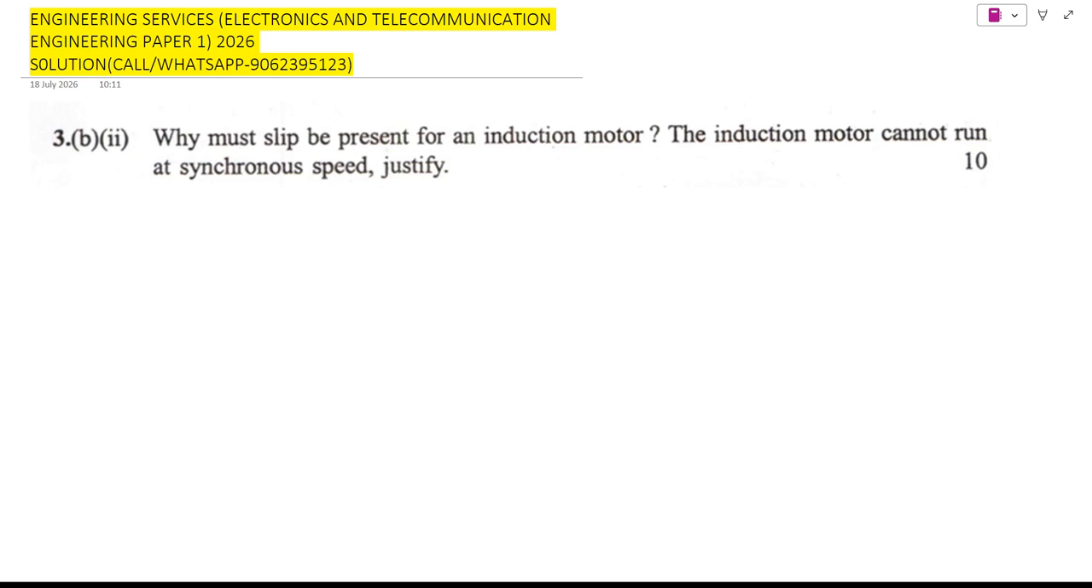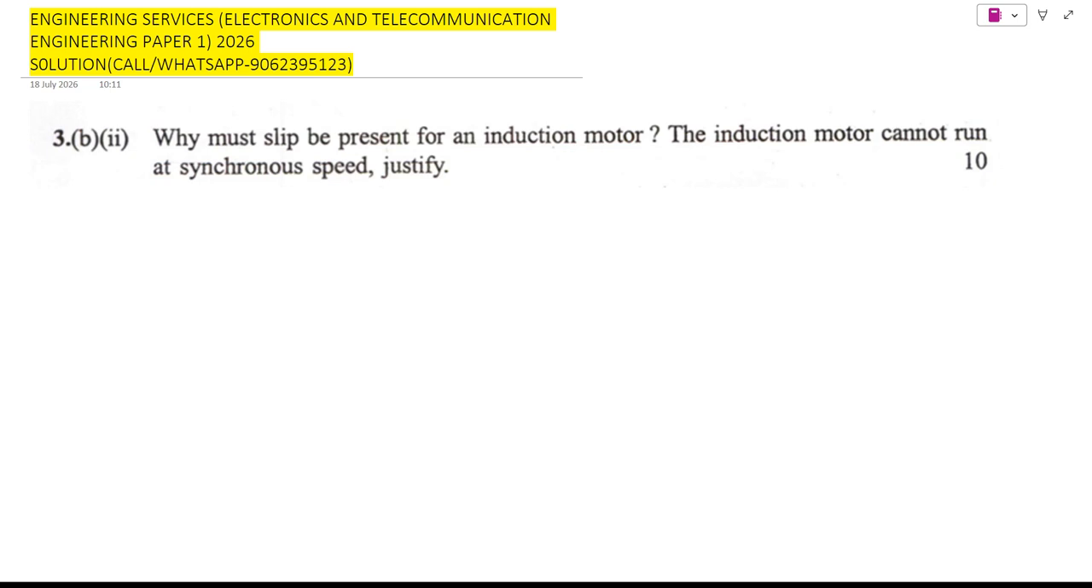Now imagine you are standing on a moving walkway at an airport. If you stand still, the walkway moves beneath your feet. But now imagine you start walking at exactly the same speed as the walkway. What happens? You no longer feel any relative motion between your feet and the walkway. Exactly the same thing happens inside an induction motor. The stator magnetic field is like the moving walkway, and the rotor is like the person standing on it. So this idea of relative motion is the key to today's answer.